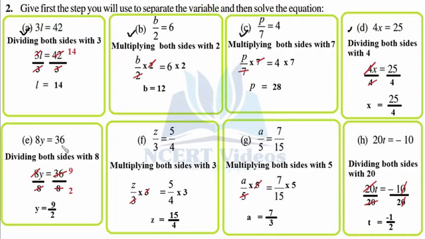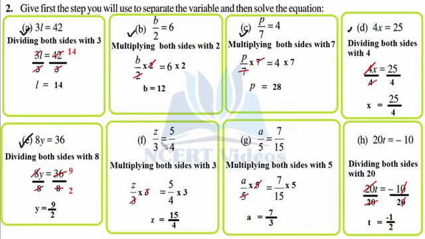E part, 8y equals 36. Multiplication, so we will introduce division, dividing both sides by that same number which we have to get rid of. 8y equals 36 as it is, division by 8 on both sides, 8 cancels, y separated, 4 8s are 32, 4 9s are 36. So it is y equals 9 over 2.